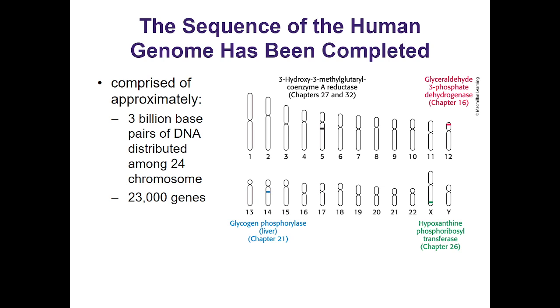Here's some different examples of these and the chapters they exist in, though we haven't gotten to a number of them. So for example, right here, we have the 3-hydroxy-3-methylglutaryl coenzyme A reductase. That's the chapter we'll get it on. Anyways, here's your chromosomes. Yay. Okay. Anybody have any questions?